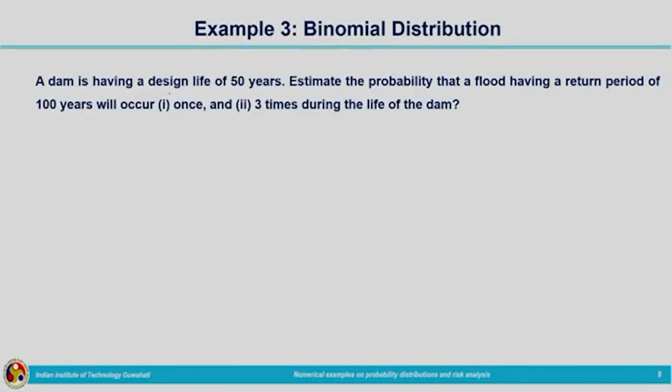A dam is having a design life of 50 years. Estimate the probability that a flood having a return period of 100 years will occur once and 3 times during the life of the dam. So, here we have a dam with a design life of 50 years. We need to estimate the probability that a flood having a return period of 100 years may occur once in this design period, and second, that it may occur thrice in this design period.